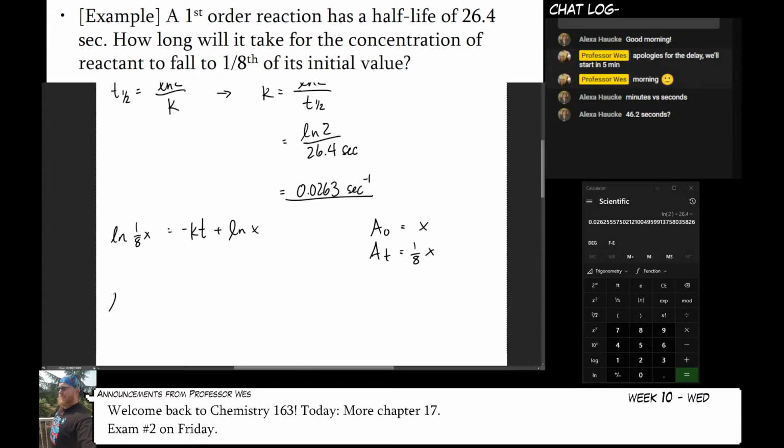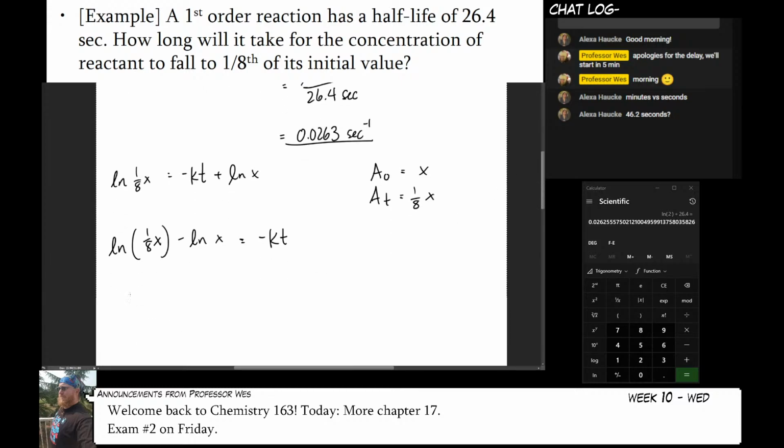But so natural log of 1/8 x minus natural log of x equals minus kt. And then, so we'll do natural log of 1/8 times x over x. And the x's cancel out as long as x isn't 0. And then we'll just divide by negative k. So natural log of 1/8 over whatever our rate constant was.